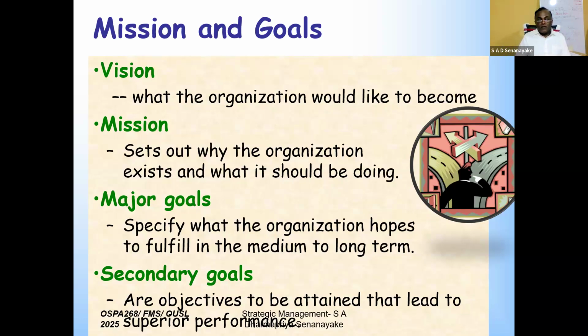Okay. Then we have to see what the major goals are that we are going to achieve in the medium to long-run operations timeframes. Then secondary goals, when it comes to the department levels, you can see how to attain and lead superior performance. How do you get it done?